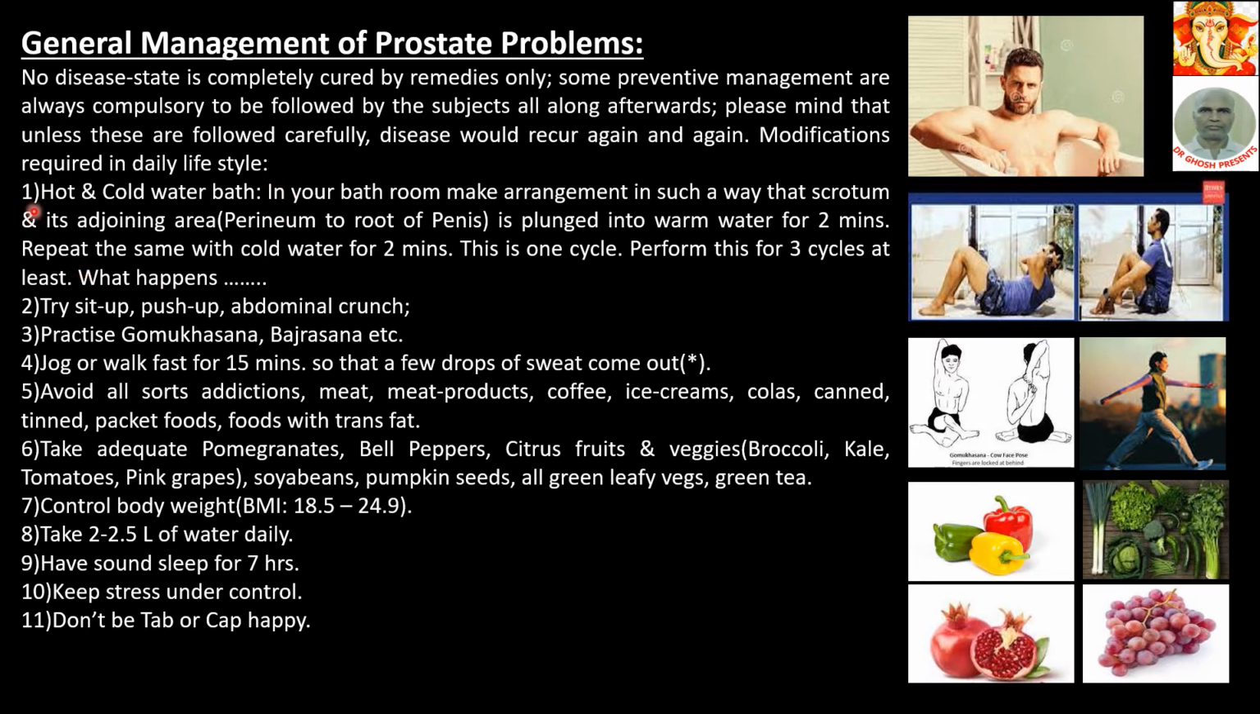What is number 1? Hot and cold water bath. It's very important. In your bathroom, make arrangement in such a way that the scrotum and its adjoining area, perineum, from perineum to root of penis, is plunged into warm water for 2 minutes. Repeat the same with cold water for 2 minutes. This is one cycle. Perform this for 3 cycles at least.